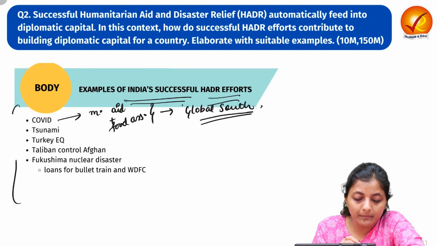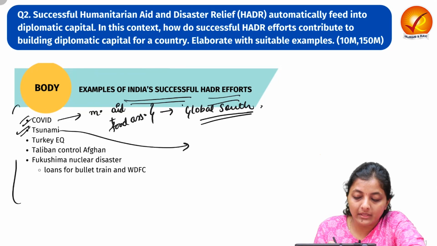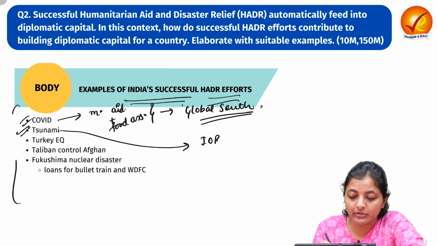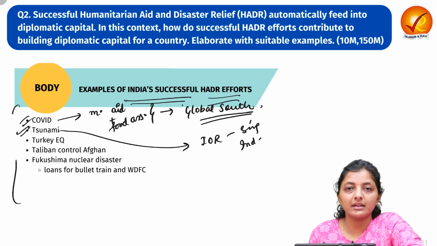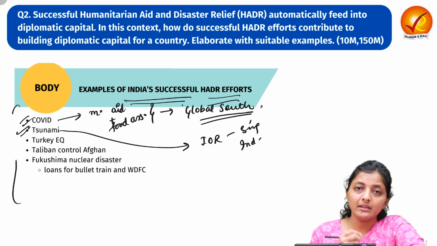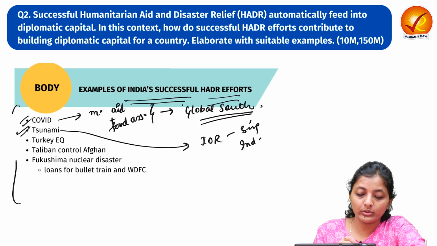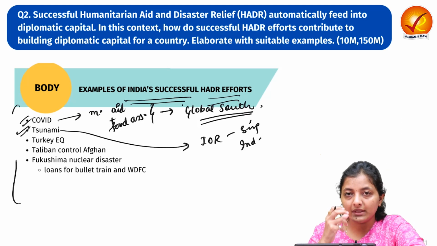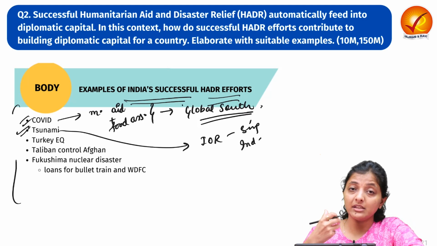Then in the tsunami, when the tsunami hit the Indian Ocean region, Singapore, Indonesia and various other countries were severely hit. India provided HADR support to these countries. Later on, these countries have strengthened diplomatic and economic ties with India.